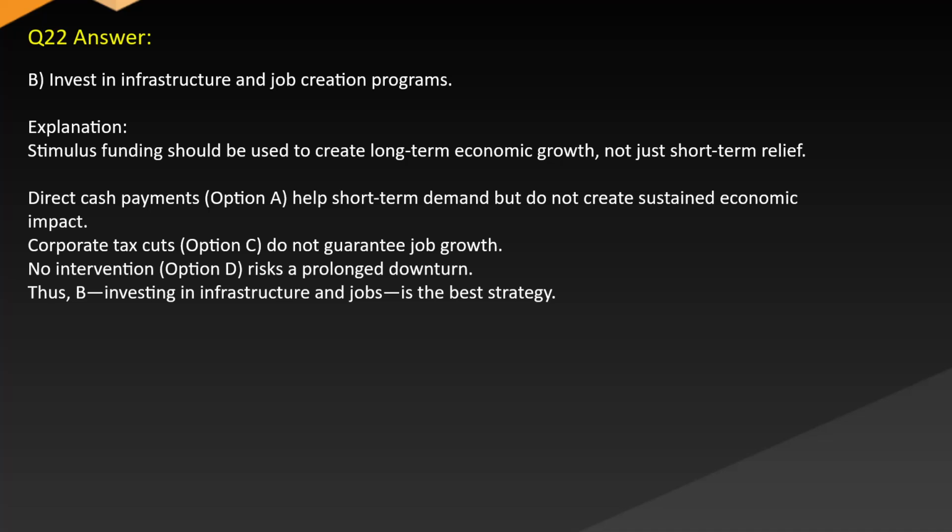Direct cash payments, option A, help short-term demand but do not create sustained economic impact. Corporate tax cuts, option C, do not guarantee job growth. No intervention, option D, risks a prolonged downturn. Thus, B, investing in infrastructure and jobs, is the best strategy.